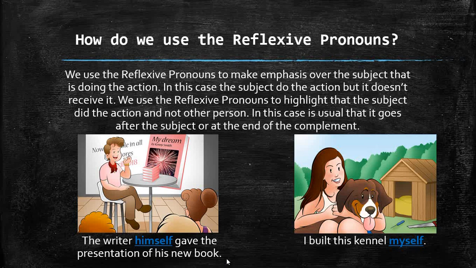We also use the reflexive pronouns to make emphasis over the subject that is doing the action. But look, attention, in this case, the subject does the action, but it doesn't receive it. It's not made over itself. We use the reflexive pronouns to highlight that the subject did the action and not another person. And in this case, it usually goes after the subject or at the end of the complement.